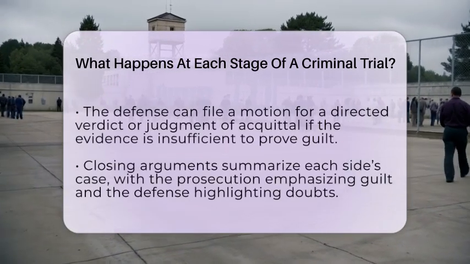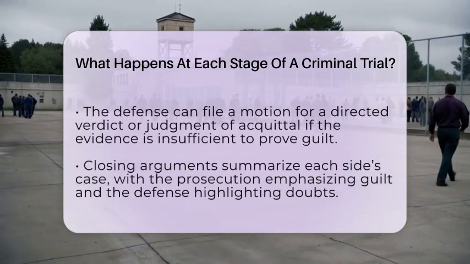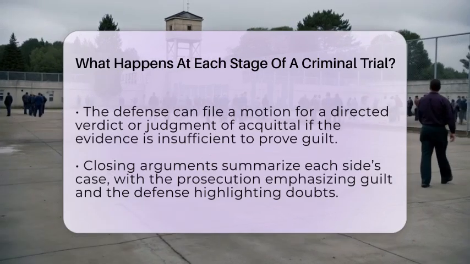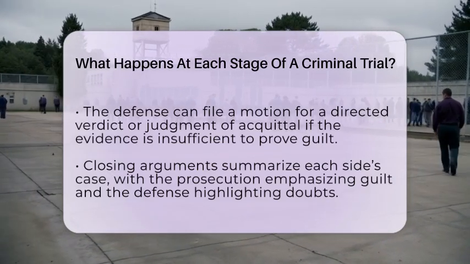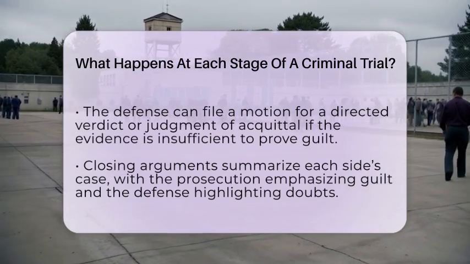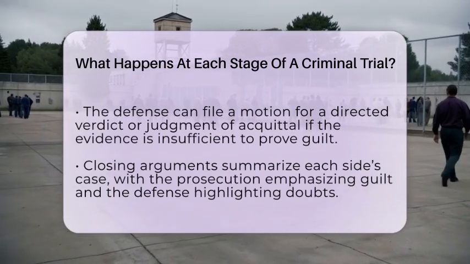When the prosecution finishes, the defense has a chance to present its own evidence and witnesses. They might call alibi witnesses, experts to refute forensic evidence, or character witnesses. The defendant can choose to remain silent or testify. If they do testify, the prosecution can cross-examine them.